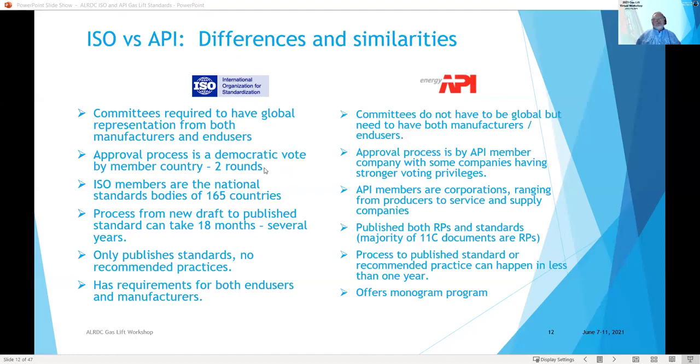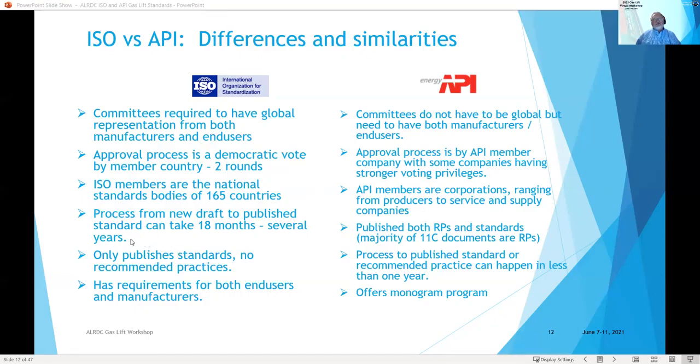The approval process under ISO is a democratic vote by member countries, and it goes through 2 rounds. The approval process in API is by API member companies, with some companies having stronger voting privileges. Under ISO, members are the national standards bodies of 165 countries. In API, members are corporations ranging from producers to service and supply companies.